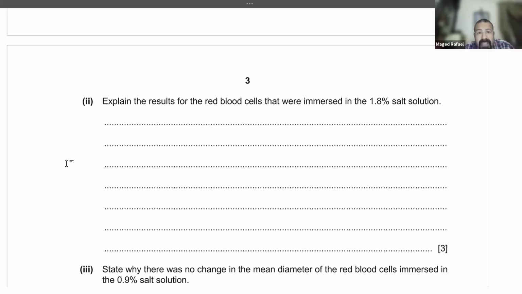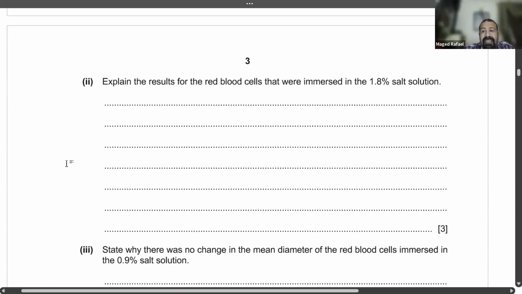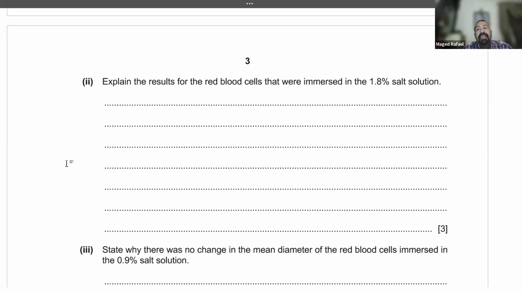Explain the results for the red blood cells. Explain the results of red blood cells that were immersed in the 1.8 salt solution. And this question is 3 marks. Look, how could you explain the idea that I mentioned for the 1.8 solution? I will not ask you, but I want you to focus with me now.